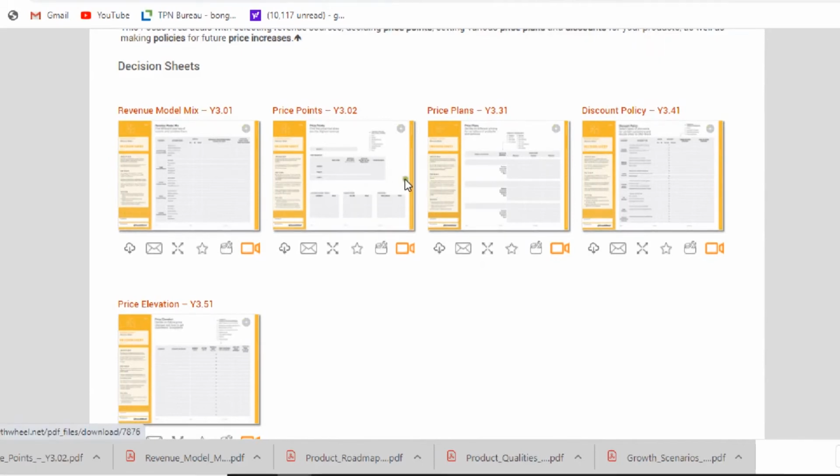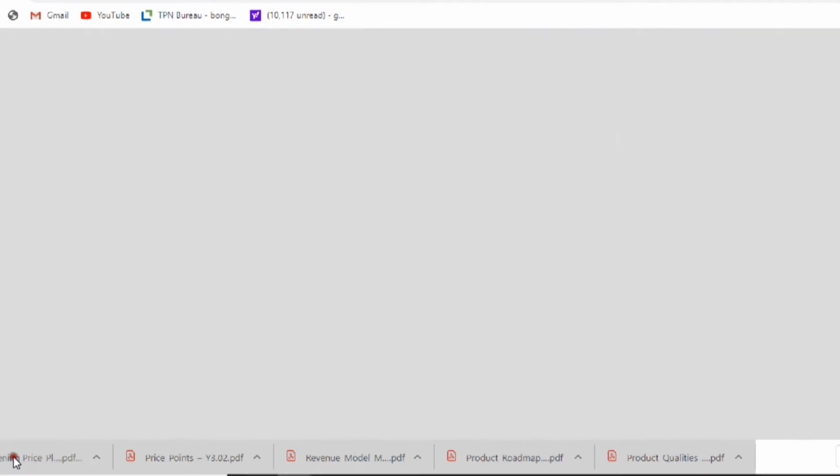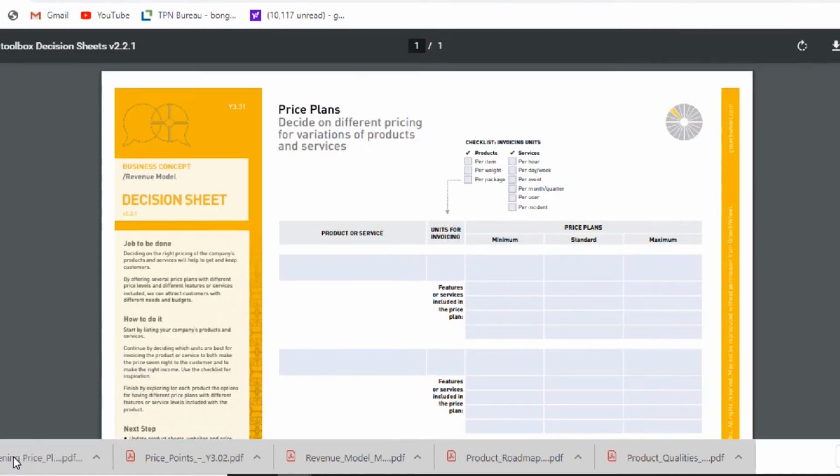Then after pricing points, we have what we call pricing plans. You must have a pricing plan. You can't just say, okay, I've got pricing points, but I do not have a plan. You must know what your pricing plans are. Now, normally this is how it works.